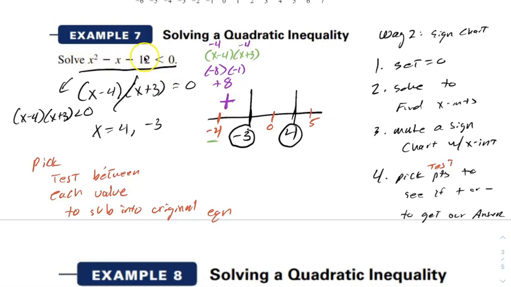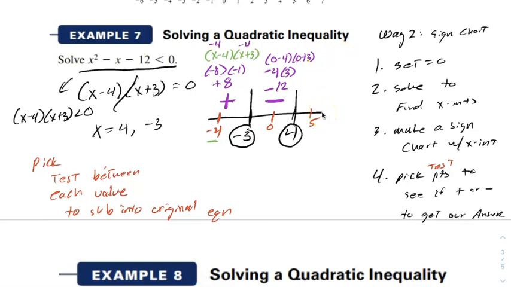Let's plug in 0. So again, you can plug into the original equation or you can plug into the factored version. Doesn't matter. Again, all I care about is if it's plus or minus. 0 minus 4 is -4. 0 plus 3 is 3. 3 times -4 is -12. Again, all I care about is the fact that it's negative.